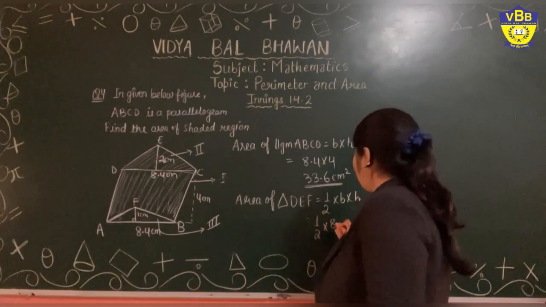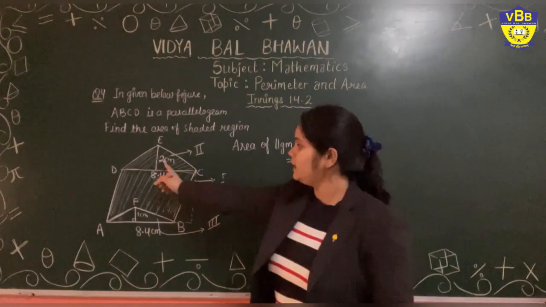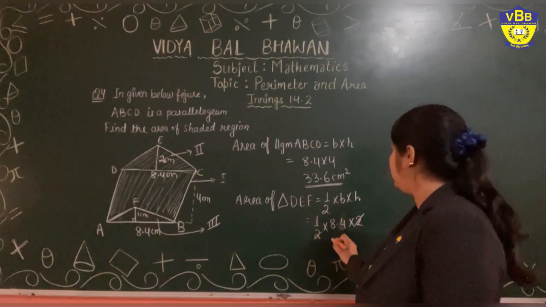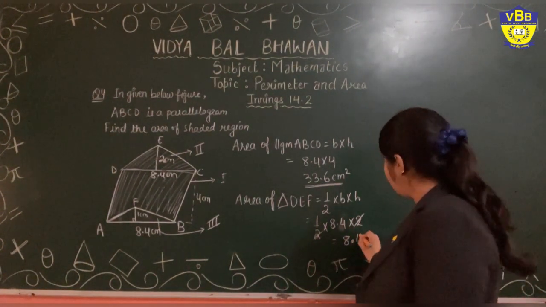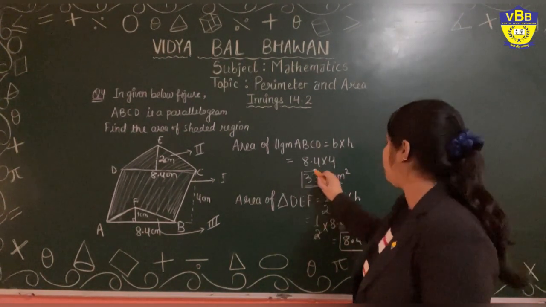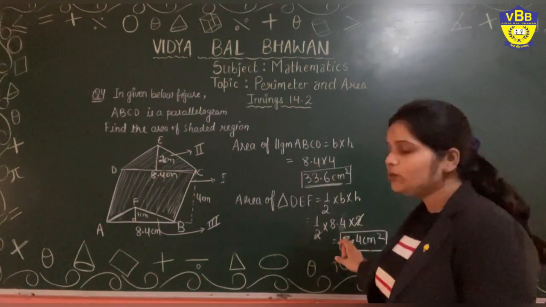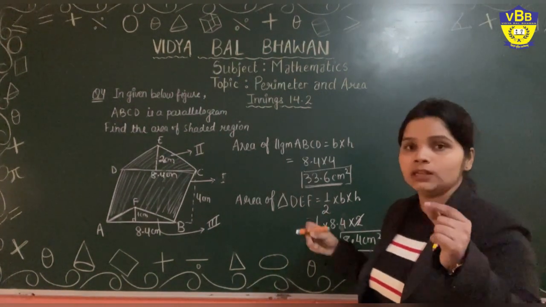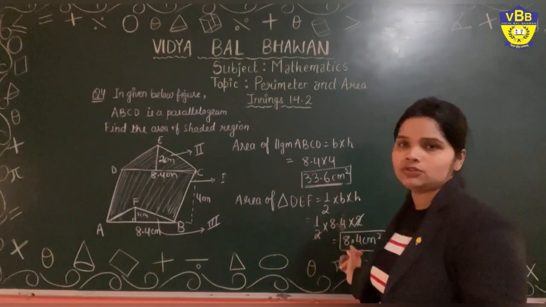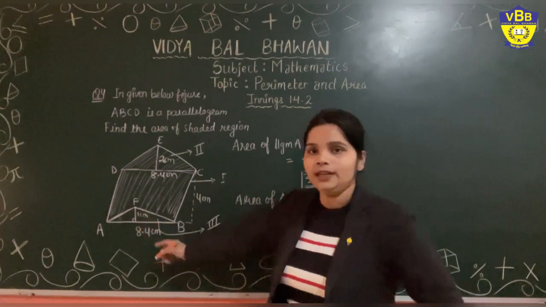Base is 8.4 centimeter and height is provided over here, that is 2. 2 is cancelled with 2. I got the answer 8.4 centimeters square. That is the area of the parallelogram and the area of this triangle. I will add both of them, but there is one more triangle which is not shaded. So from the sum of these two numbers, I will subtract the area of this triangle. For that, I need to calculate it first.